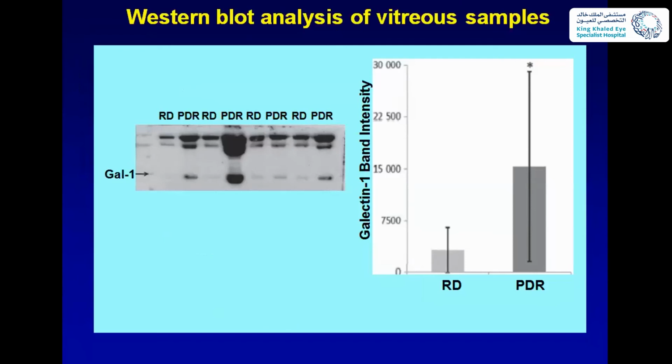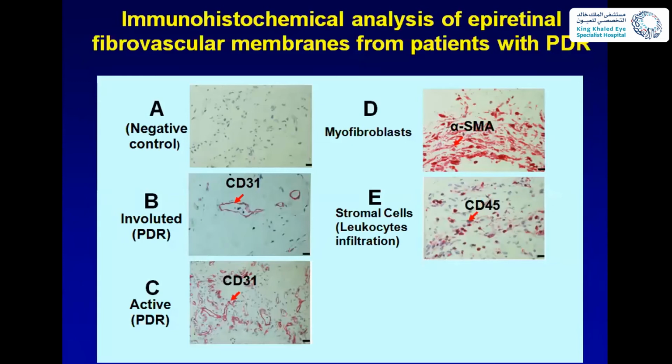Here you can see the Western blot of the vitreous sample. We analyzed the vitreous sample, and we found that galectin-1 is upregulated in the PDR. And the interesting point here we can see in the epiretinal fibrous membrane. So first of all, you can see that in the negative control, there is no expression of CD31, no blood vessels, no endothelial cells, but in inactive, there are very few endothelial cells. CD31 is a marker of endothelial cells.